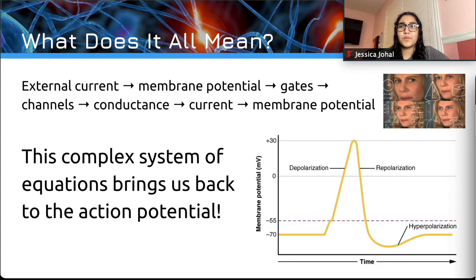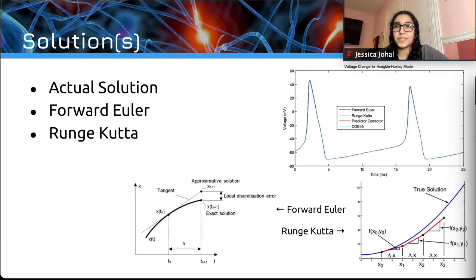So what does this all mean? We have the external current influencing the membrane potential, influencing the gates, influencing the channels, then impacting the conductance to the current back to the membrane potential. So this very complex system of equations brings us back to the action potential. That's what we're modeling. So how would we solve this?